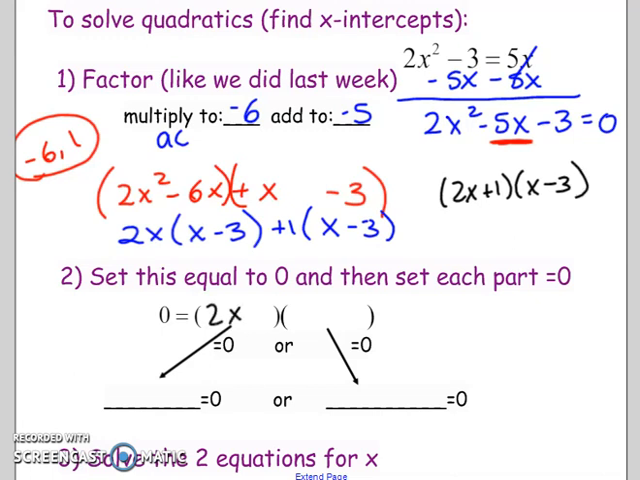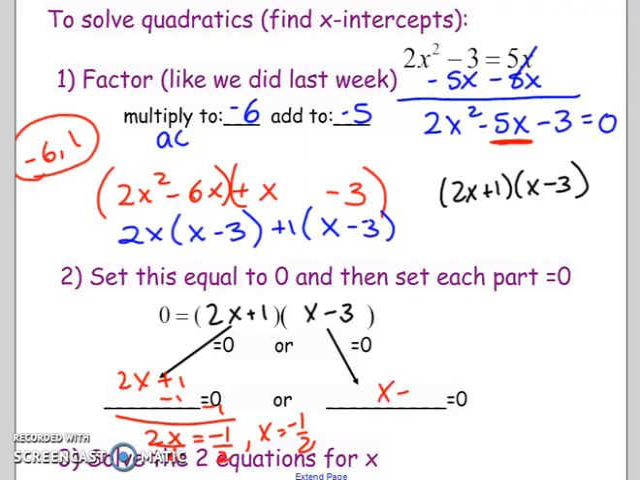So bring those down and set each of those equal to 0. So 2x plus 1 equals 0. Subtract 1. 2x equals negative 1, and then we divide it by 2. So x equals negative 1/2. x minus 3 equals 0. x equals 3. So my x-intercepts are (negative 1/2, 0) and (3, 0).